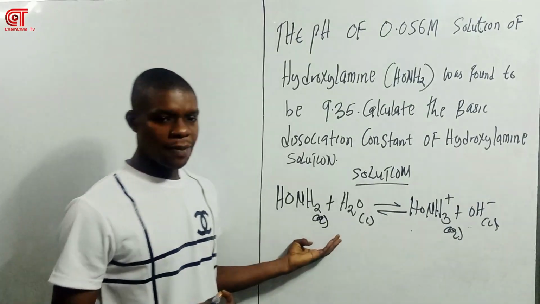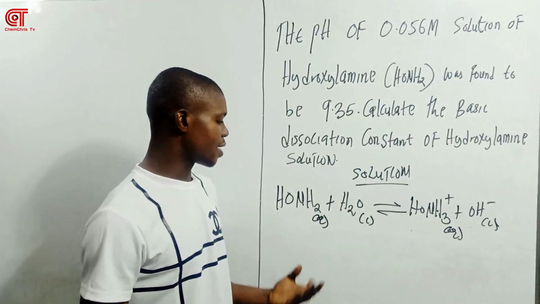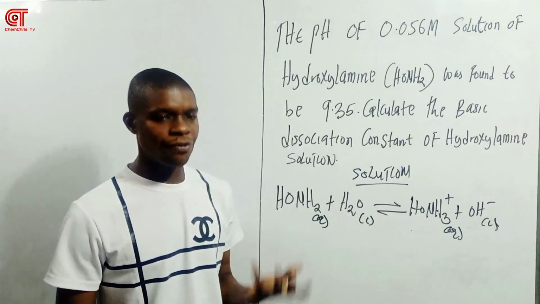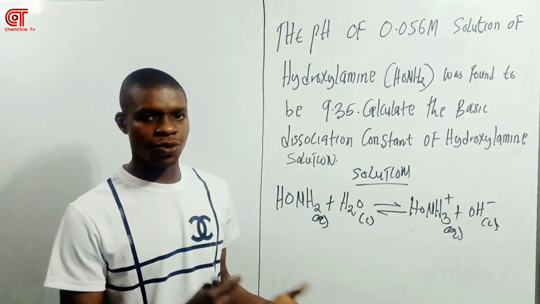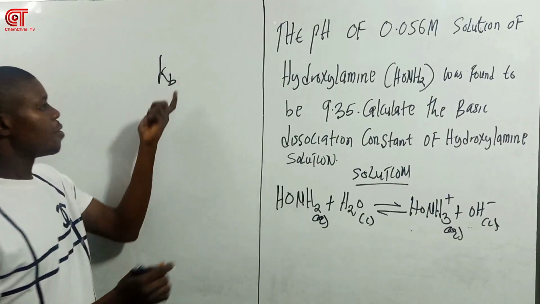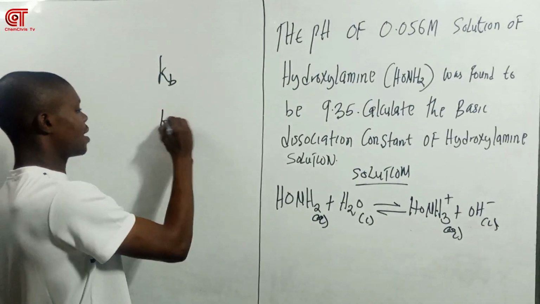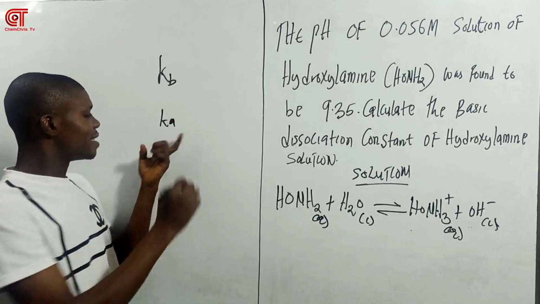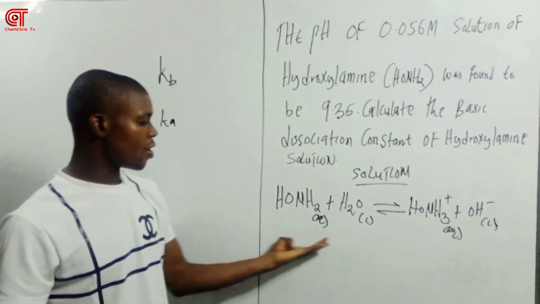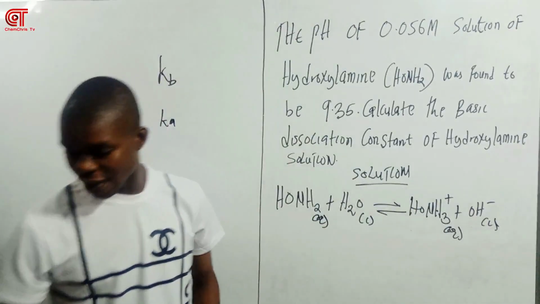Because we are talking about a base, you are going to write the base dissociation constant. For every weak base, there's a Kb, the base dissociation constant, and for every weak acid, we have a Ka, the acid dissociation constant. So I want to use the Kb. We want to write the dissociation constant equation for this reaction.